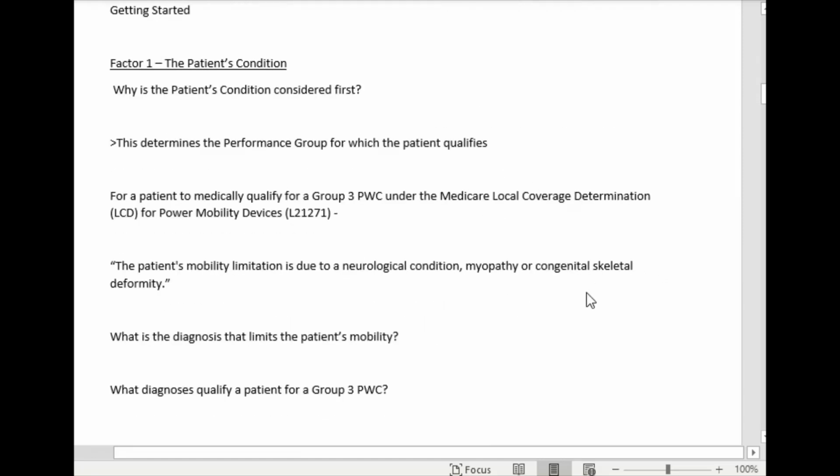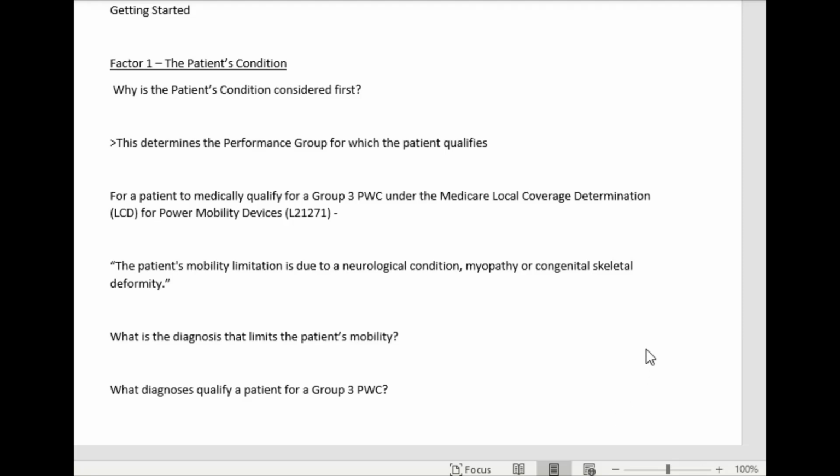Okay, factor 1. So we said we had 3 factors. We had the patient's condition, the patient's weight, and the seating system. So factor 1, why is the patient's condition considered first? This determines the performance group for which the patient qualifies. For a patient to medically qualify for a Group 3 power wheelchair under the Medicare local coverage determination for power mobility devices, the patient's mobility limitation is due to a neurological condition, myopathy, or congenital skeletal deformity. What is the diagnosis that limits the patient's mobility? What diagnosis qualifies a patient for a Group 3 power wheelchair?